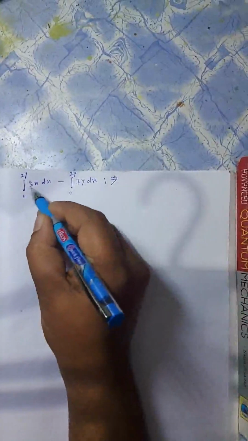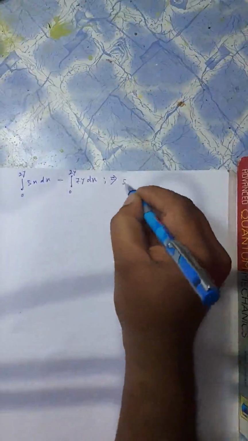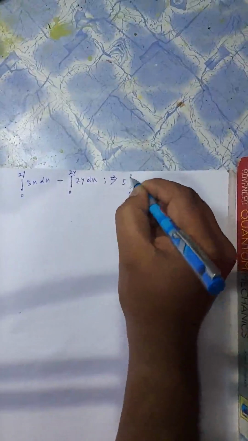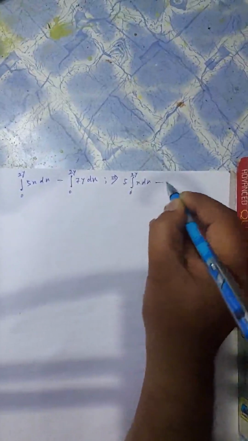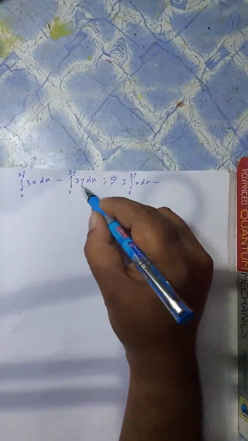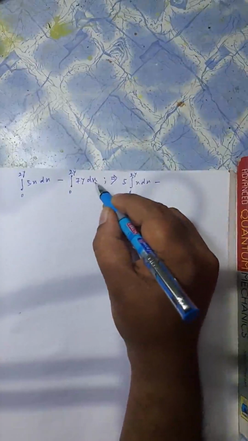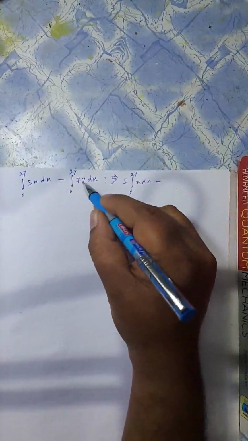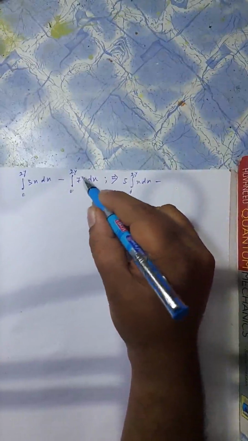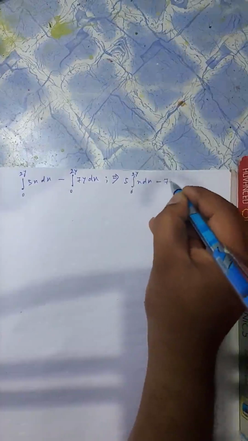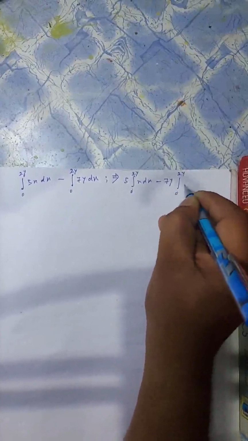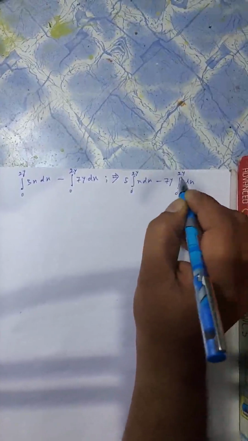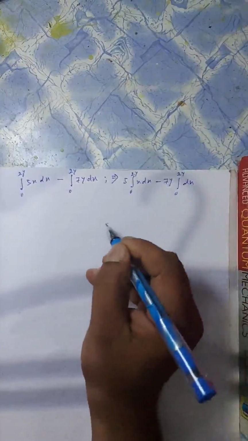5 is constant, it comes outside. 5 is constant, comes inside. 0 to 2y x dx minus, I already told you that if we integrate with respect to x, keep y as a constant. So this 7y is constant, it comes outside. 0 to 2y dx.